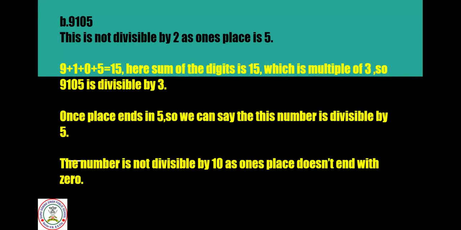Ones place ends in 5. So we can say the number is divisible by 5. The number is not divisible by 10 as ones place does not end with 0.